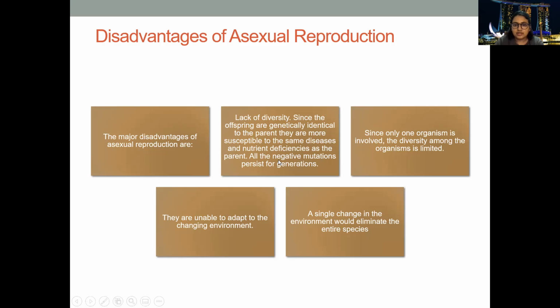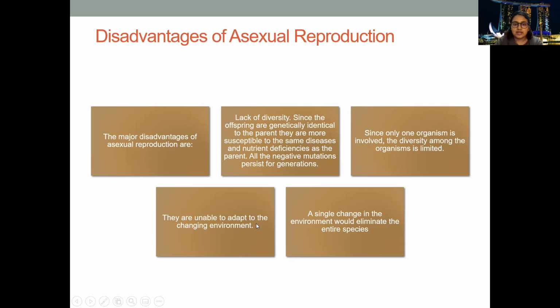All the negative mutations persist generation after generation. Like I told you in the advantages, all the good characters are restored generation after generation. But an organism is a combination of good and bad, so the bad characters, the negative mutations, are also restored generation after generation, which might be a main cause of the abolition of that organism. Understand? Now, since only one organism is involved, the diversity among organisms is limited.